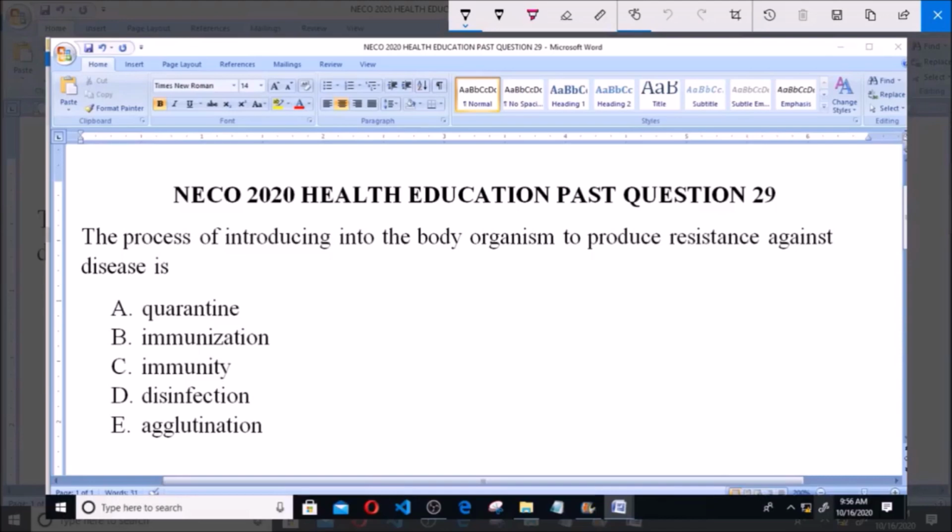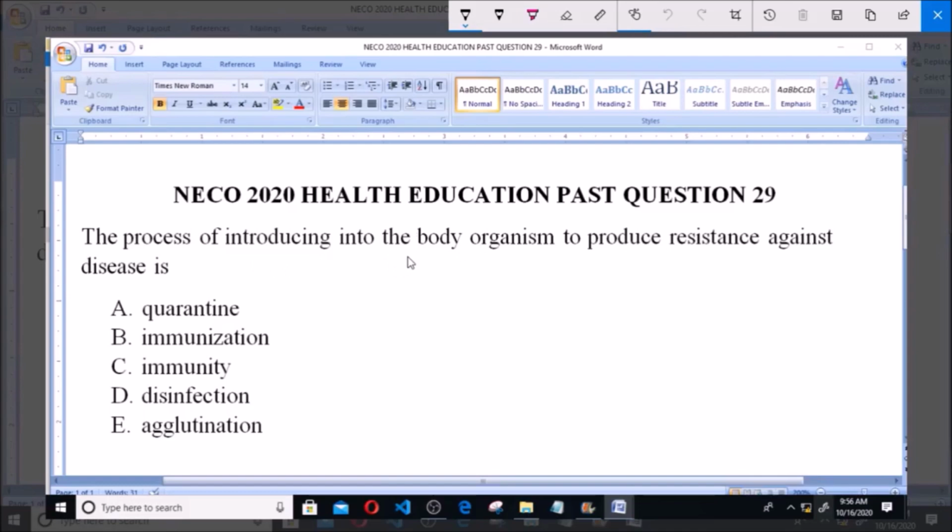I will be answering NECO 2020 Health Education Past Question 29. The process of introducing into the body organism to produce resistance against disease is: A. Quarantine, B. Immunization, C. Immunity, D. Disinfection, and E. Agglutination. Now, there are two terms that I'm going to be explaining here.